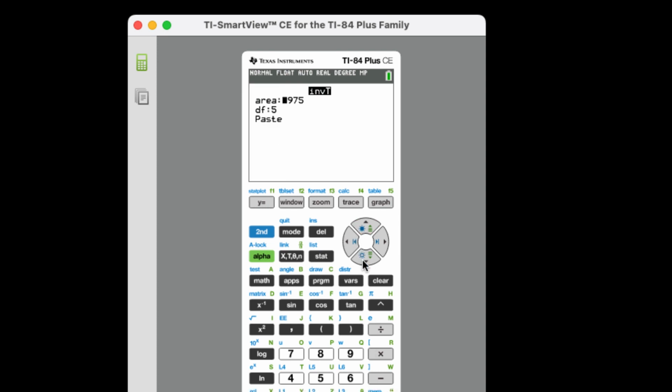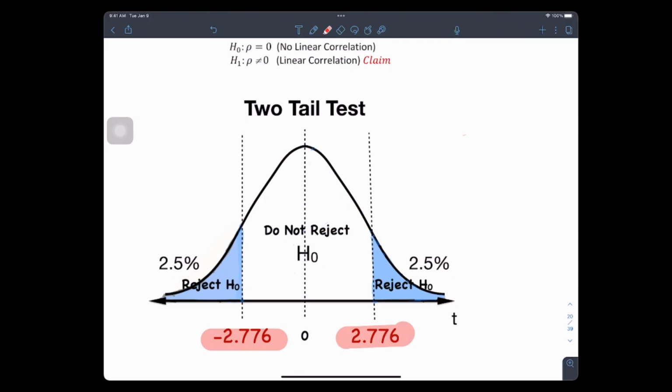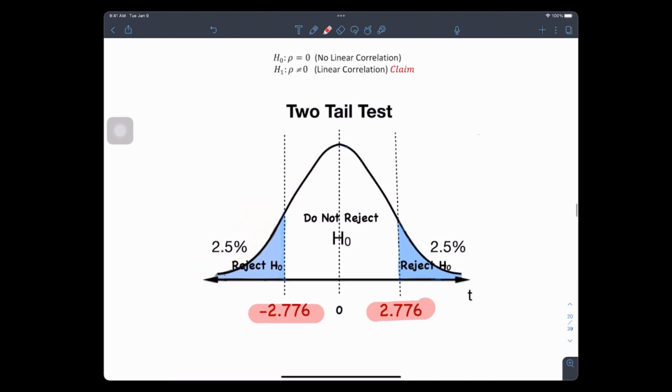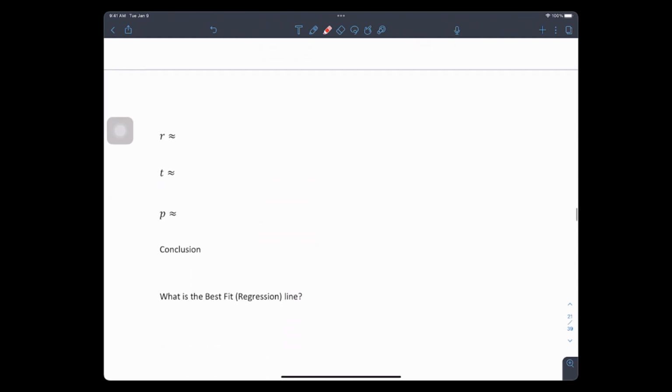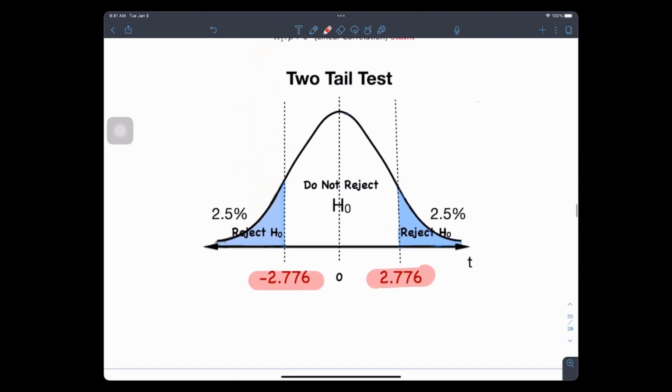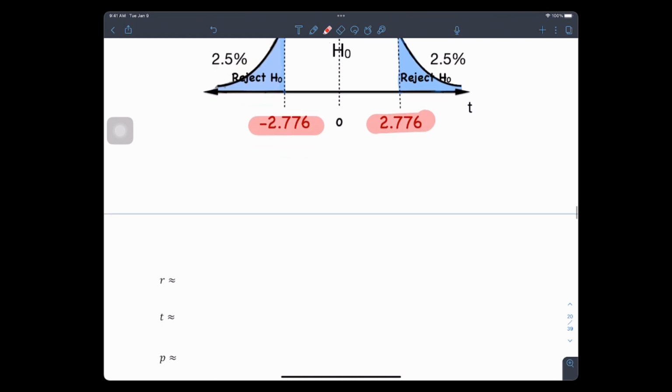It's still 0.975 because it's still 5%, 2 tails. But what's my degree of freedom now? Wasn't it 4? I think it was 4. 6 minus 2? Hit paste. You get 2.776. Is that right? Well, that's exactly what I put here for you guys. So what I have here is all the summary. So I'm going through these examples here of what you would do.